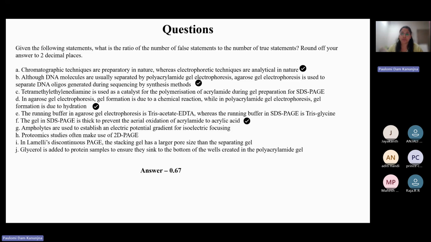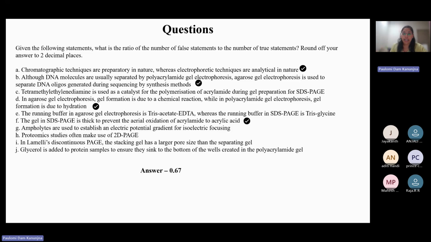Next, it says the running buffer in agarose is Tris acetate EDTA. It can also be Tris borate EDTA, TBE or TAE, while the running buffer in SDS PAGE is Tris glycine. So that's correct. Next is, the gel in SDS PAGE is thick to prevent the aerial oxidation of acrylamide to acrylic acid. This is wrong because the thickness of the gel is not because you're trying to prevent acrylamide from getting oxidized.